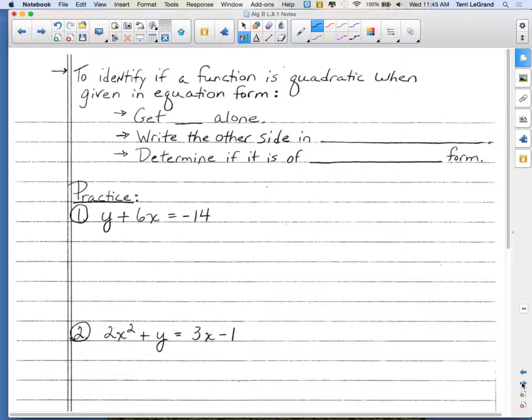Okay. Would you turn your calculators off for a bit here? We're going to use them again, but just turn them off. To identify if a function is quadratic when it's given in equation form, you have to get the y alone. It has to get to y equals something so that we can tell if it's y equals ax squared plus bx plus c form. Okay? So get the y alone.